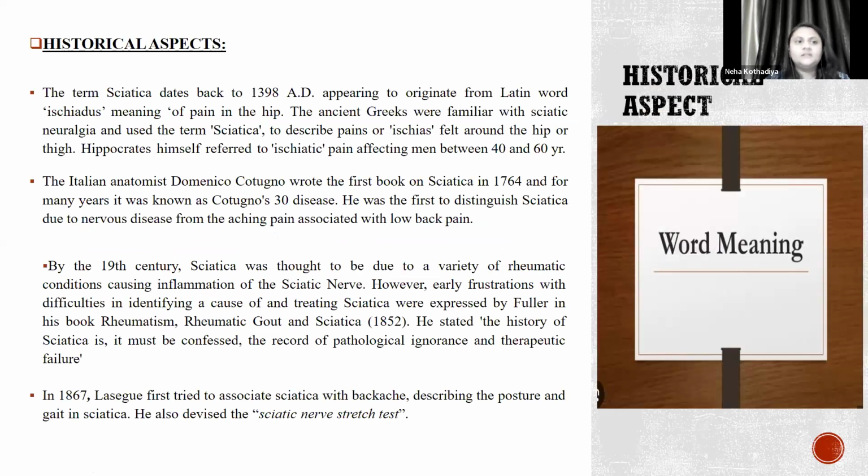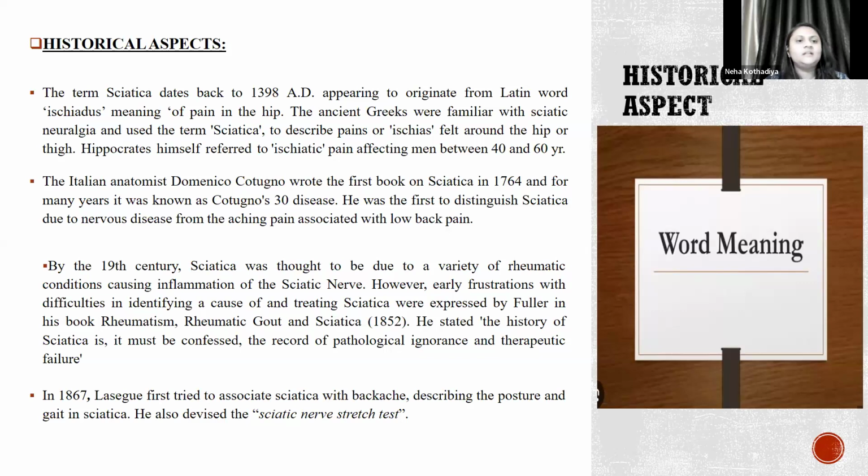Now, some historical aspects. The term sciatica is derived from the Latin word ischiadicus, meaning pain in the hip. The ancient Greeks were familiar with sciatic neuralgia and used the term to describe the pains or ischias felt around the hip or the thigh. Hippocrates himself referred to ischiatic pain affecting men between 40 and 60 years. As we all know, sciatica majorly affects adults in the age range of 40 to 60 years. The Italian anatomist Domenico Cotugno wrote the first book on sciatica in 1764.